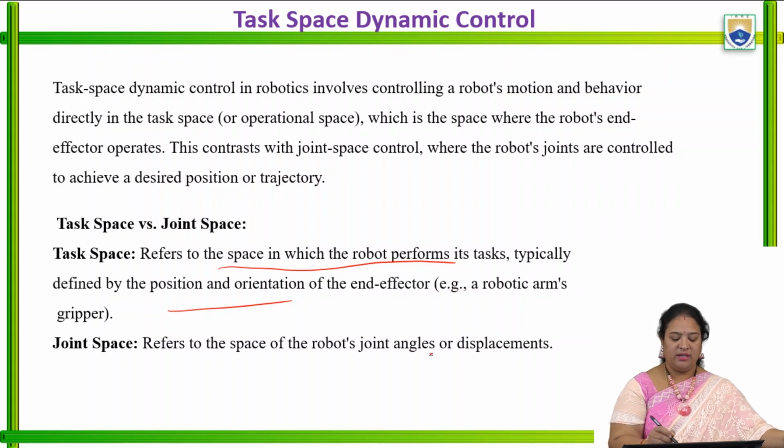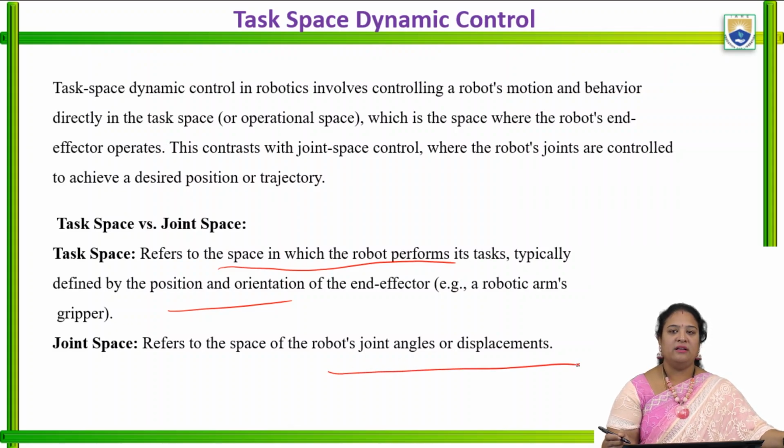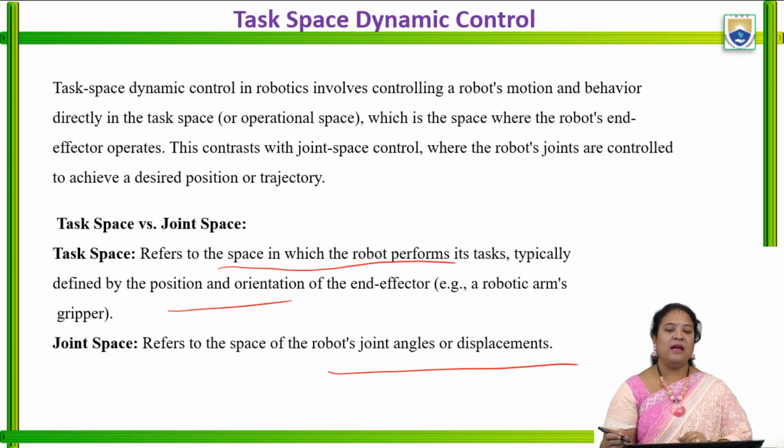Whereas the joint space is used to describe the joint angles or displacements. In the task space, we identify the position or orientation of the robot's arm or the end effector gripper, whereas in the joint space, we come across the robot joint angles or displacements.